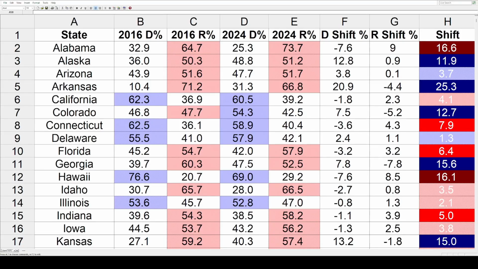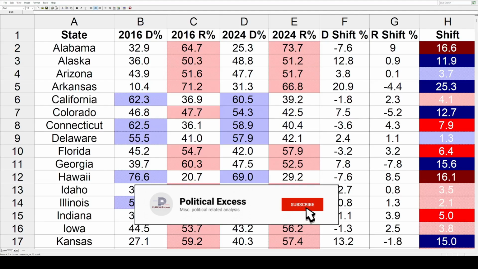Hey everybody, today we've got a political shift. This time it's going to be in the U.S. House between 2016 and 24. This is going to compare the two Trump wins when Republicans also won both the House and the Senate.